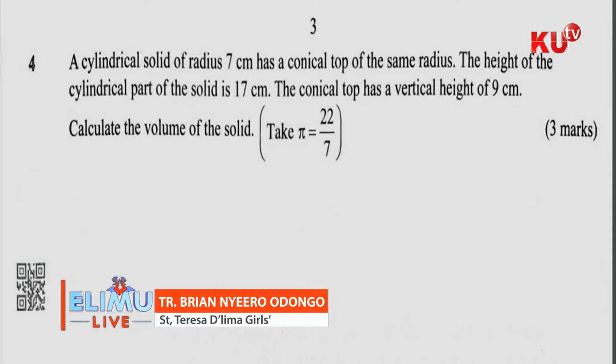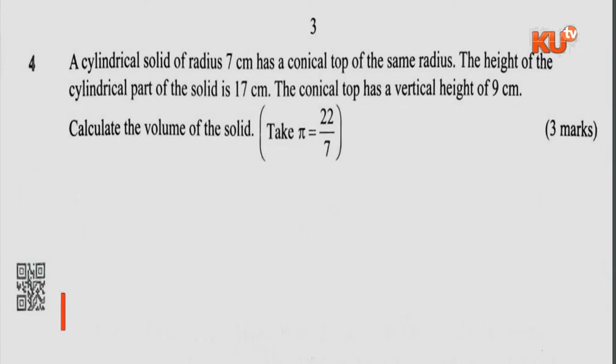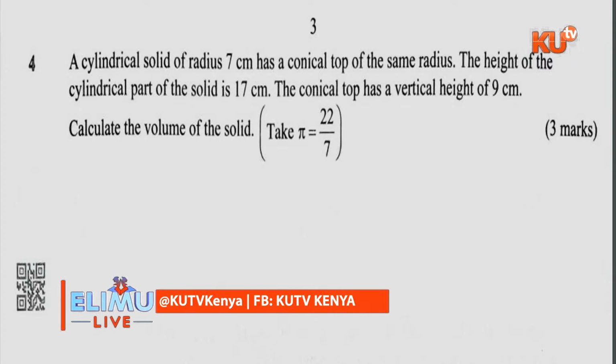How do you work out that question? It is involving some figures, so the best way always as a student, you are advised to give a sketch. So here we have two figures. We have the conical part and the cylindrical part. The cylindrical part has a conical part on its top.